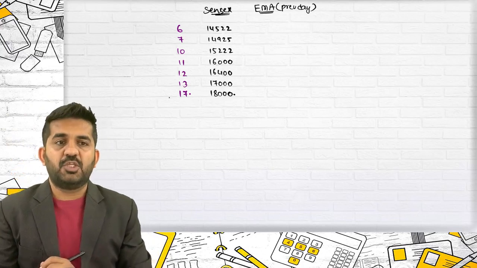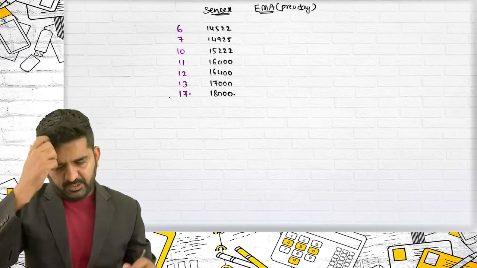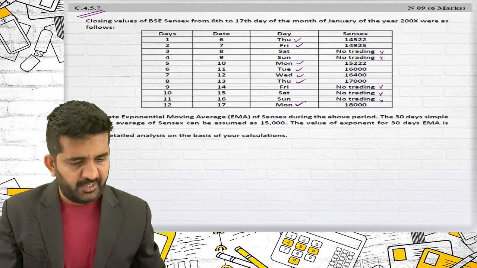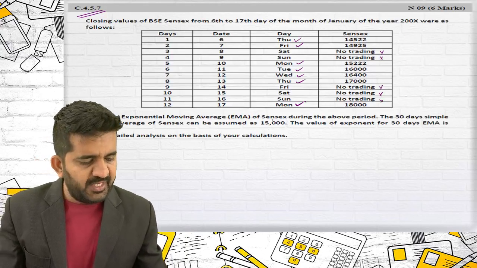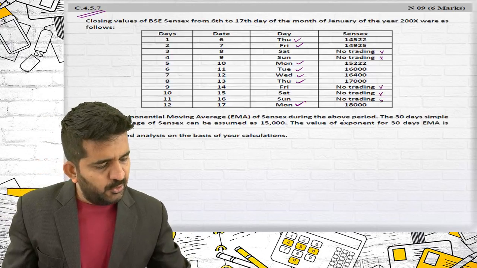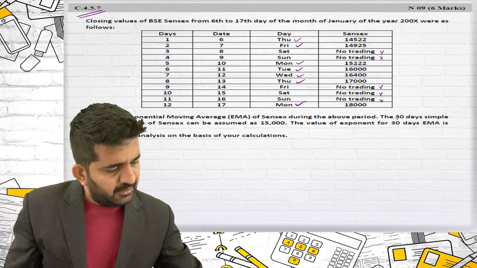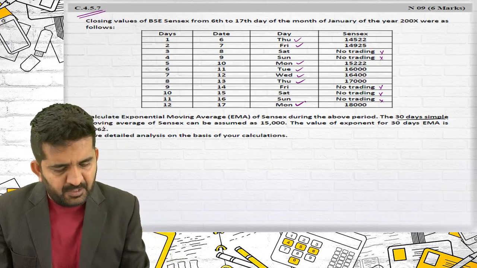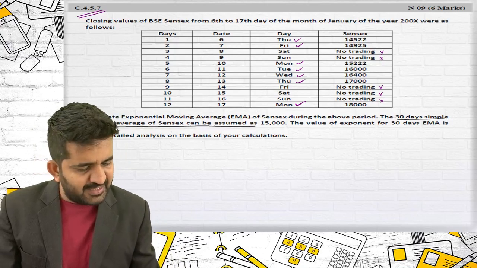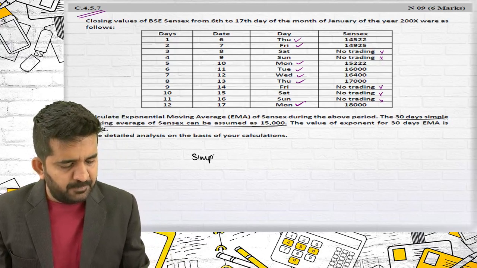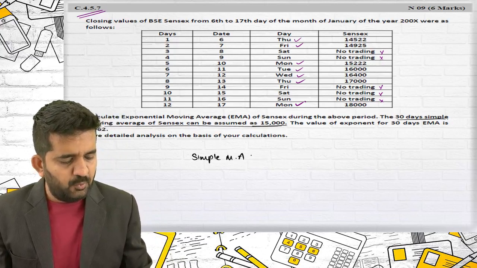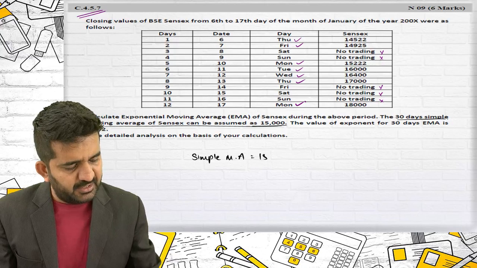Exponential moving average of previous day. Is it alright? For the first date, I'll tell you what to take, but let me first take it. Calculate the exponential moving average of the Sensex during the above period. The 30 days simple moving average of the Sensex can be assumed as 15,000. So simple moving average of 30 days is 15,000.